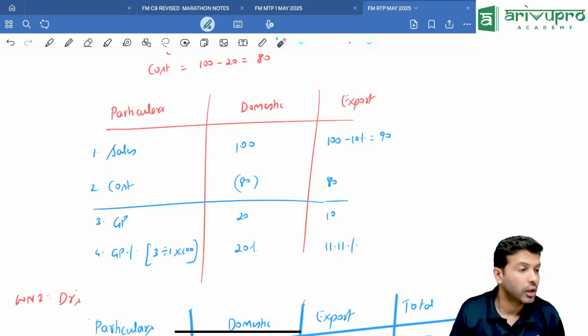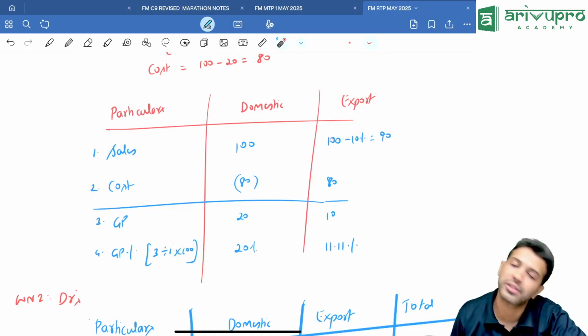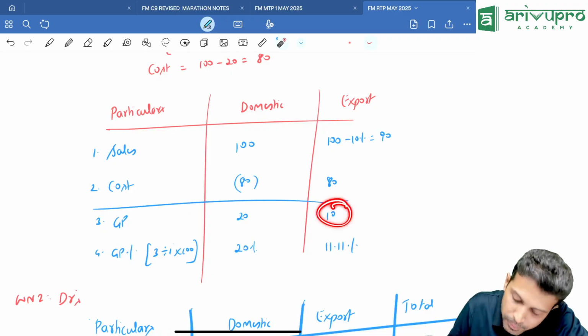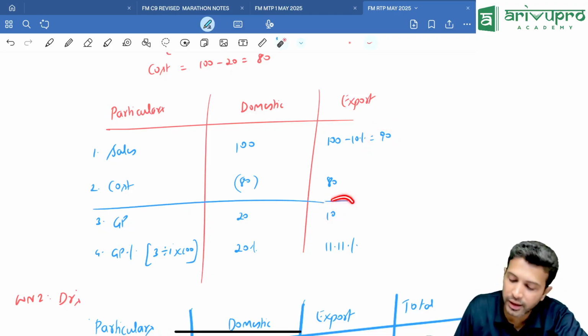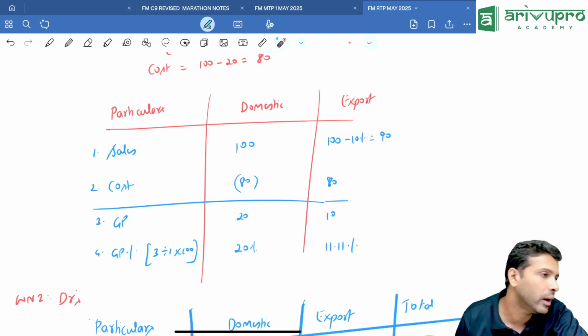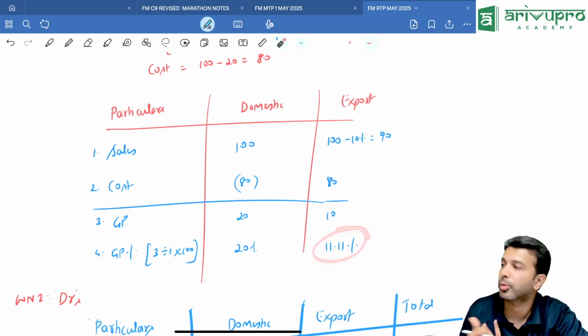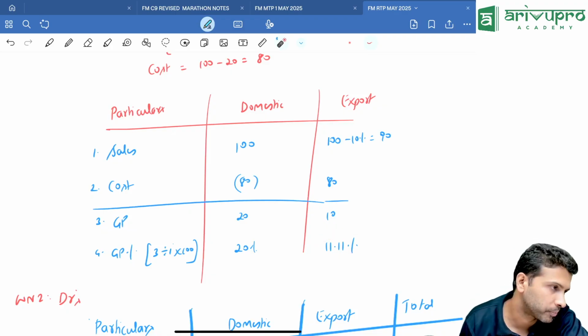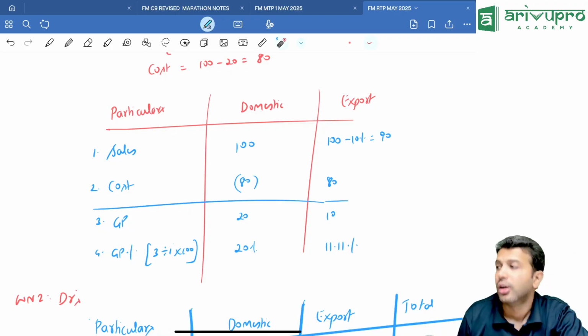This was anyway given. Now I want to know the GP percentage on export. Calculate that. GP divided by sales into 100. 10 divided by 90 into 100, if you do, you'll get 11.11%. That is your gross profit on export sales. Yes, people? Till now, no problem, sir.